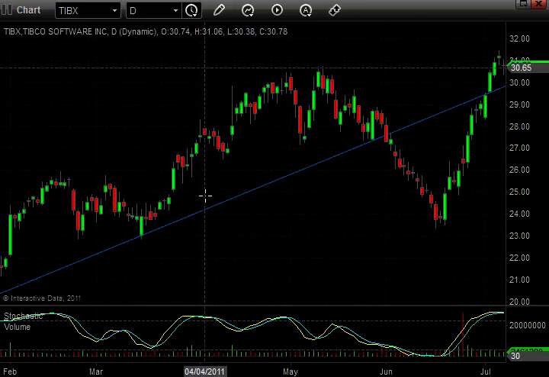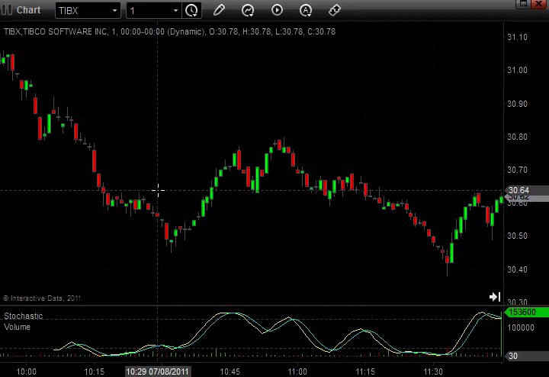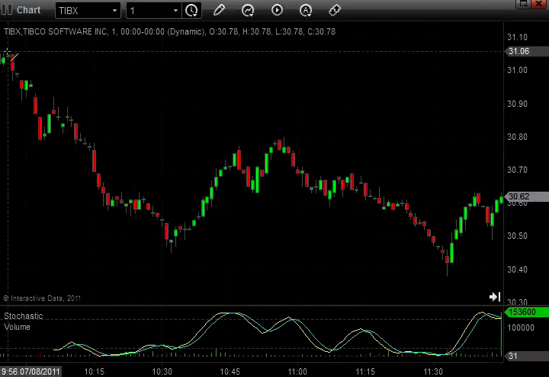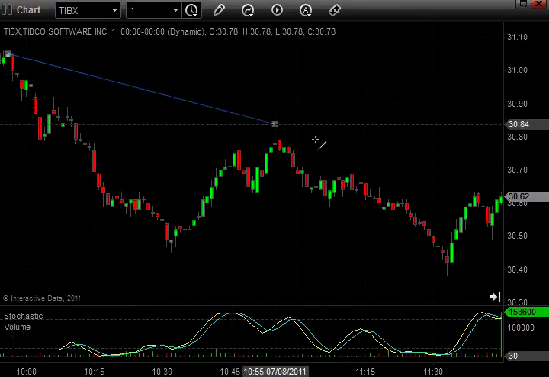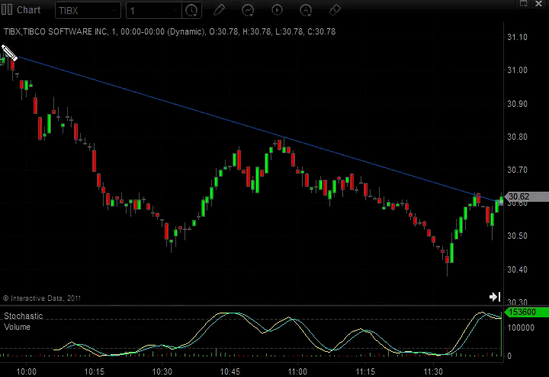Let's go to a 1-minute chart on this same symbol, TIBX. Okay, so here's that 1-minute chart on TIBX. Let's go ahead and throw a trend line on this to show you that this was on a downtrend here. And so we have a trend establishing here, provided resistance here, and again here. So we have 3 points easily establishing a trend.